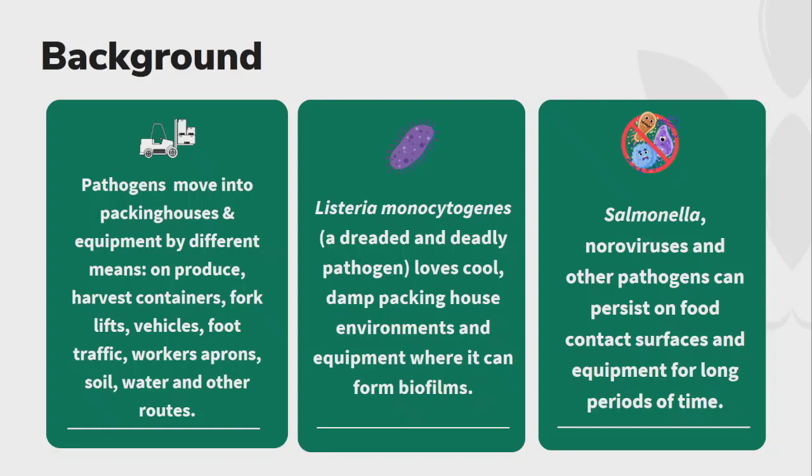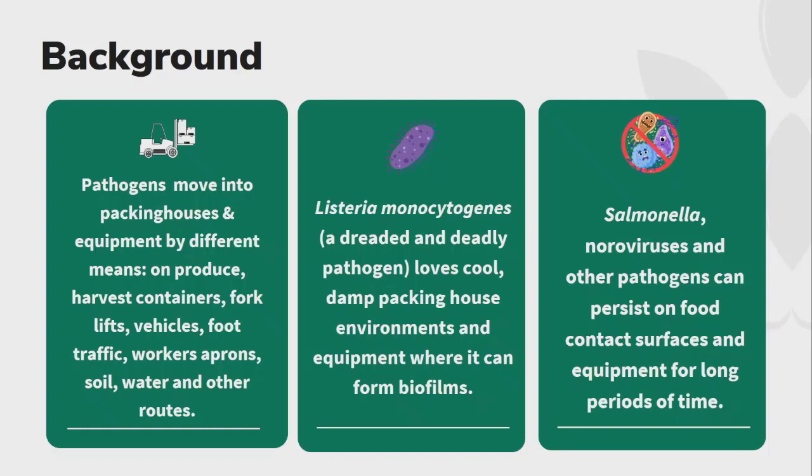So we know that they come in through different means. They come in through workers' boots, they come in with equipment, forklifts, the harvest containers that come into our packing houses. All those are bringing in pathogens, okay? That is a given. We know that probably one of the pathogens of most concern to the industry, Listeria monocytogenes, loves to live in packing houses. We know that's where it loves cool, damp, dark spaces, okay? So think about how many spaces probably meet those conditions in our packing houses.